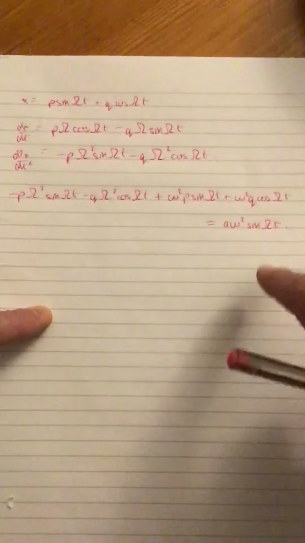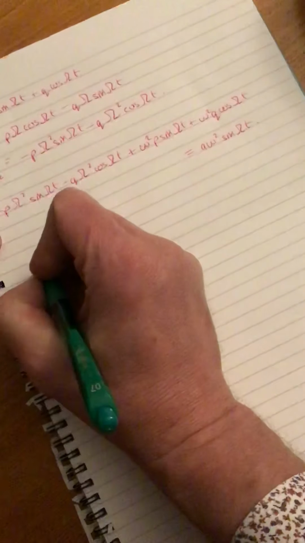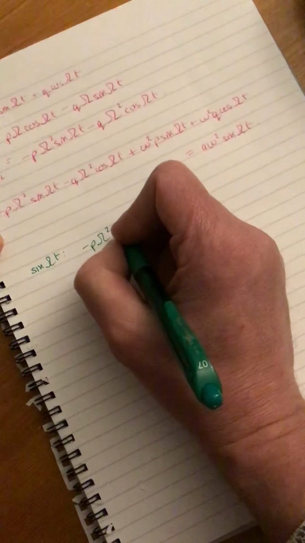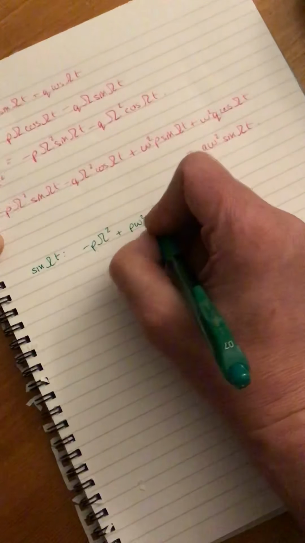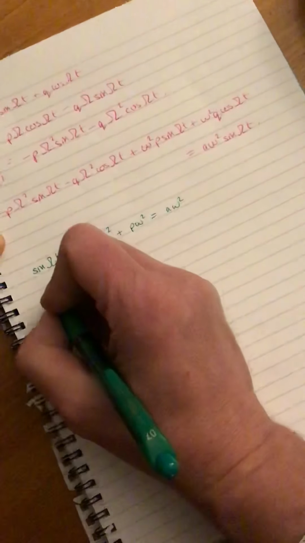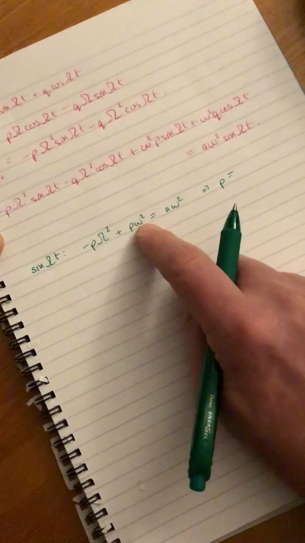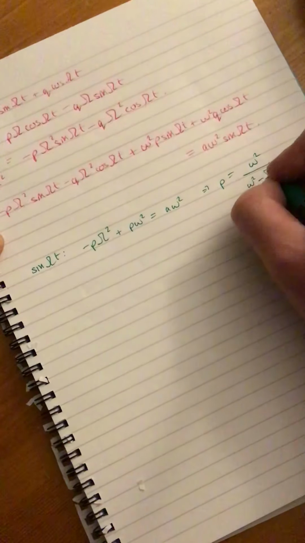Okay, so what's the coefficients of sine on the left-hand side? What's the coefficients of sine on the right-hand side? What's the coefficients of cos on the left-hand side? What's the coefficients of cos on the right-hand side? I'm just going to write them out. So, of sine Ωt, the coefficients on the left-hand side, we've got minus pΩ² plus pω² is equal to aω². Right, so that tells you what p is. So p is aω² over ω² minus Ω².